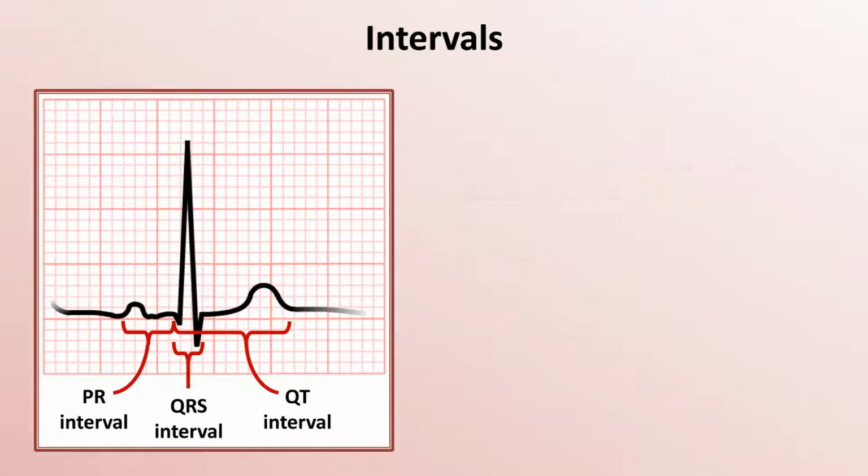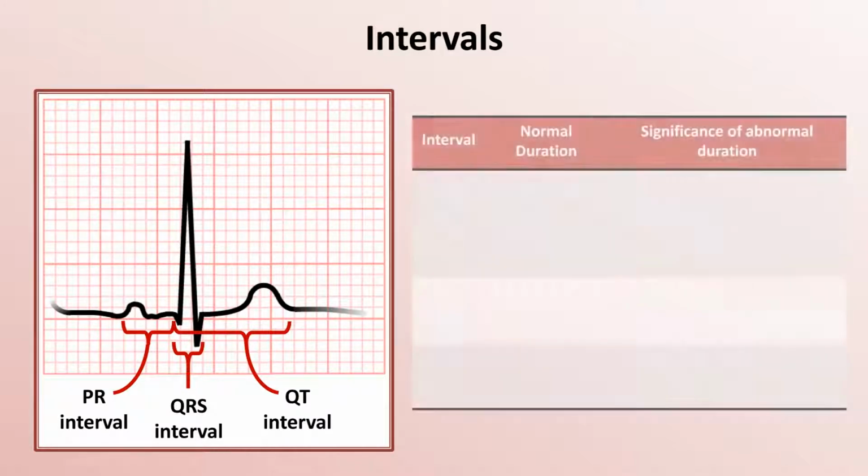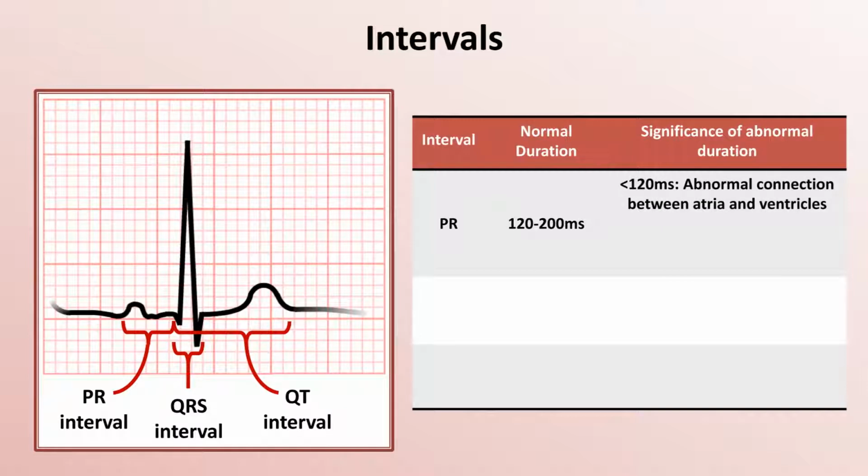It is critical to basic EKG interpretation to know the normal ranges of these intervals. The normal PR interval is 120 to 200 milliseconds. As the PR interval represents the normal delay in conduction within the AV node, a PR interval shorter than 120 milliseconds implies an abnormal electrical conduction between the atria and ventricles, which can bypass the AV node.